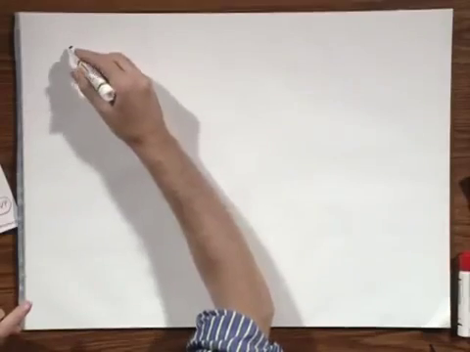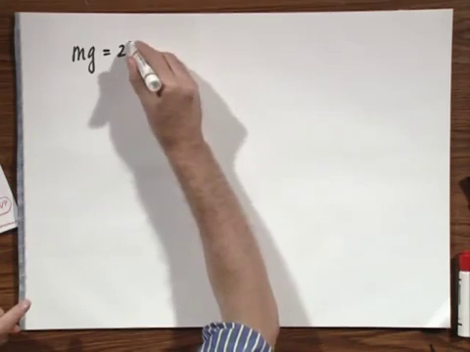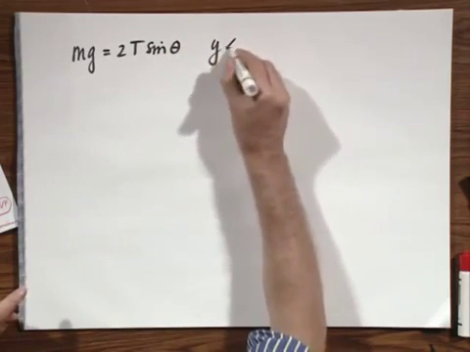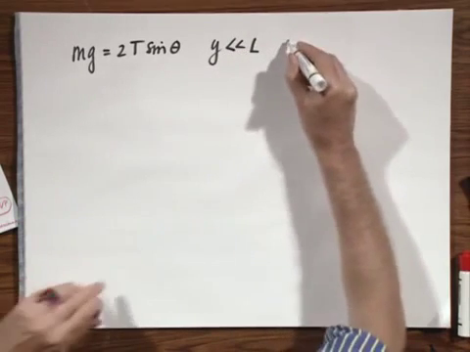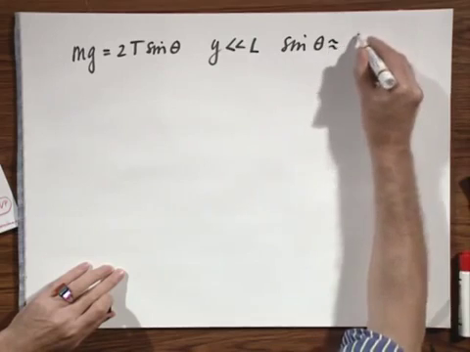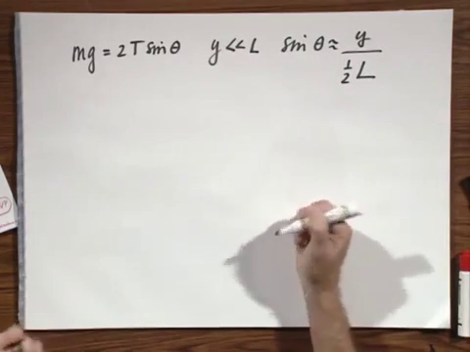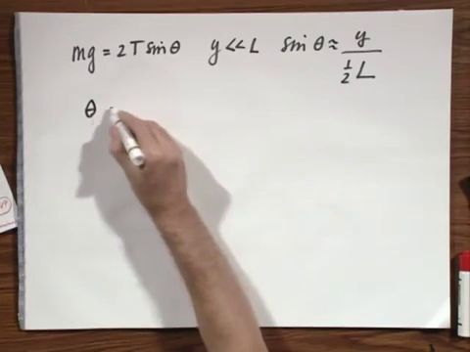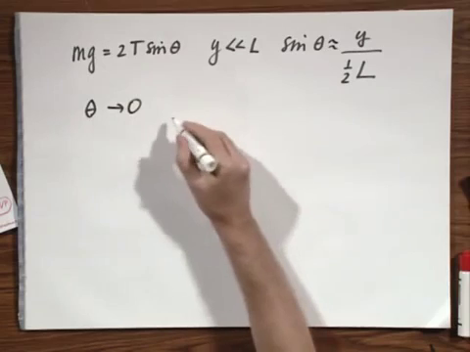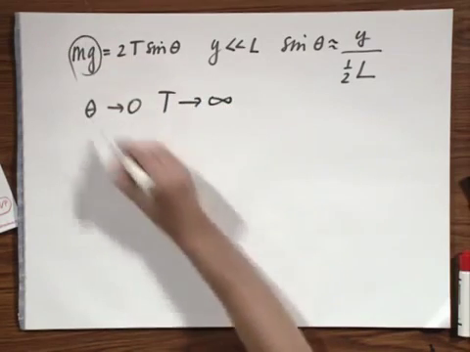Now, we'll continue with this problem. mg equals 2T sine theta. And in case that y is much, much smaller than L, the sine of theta is approximately y divided by 1/2 L. So if theta becomes 0, notice that the tension goes to infinity, because this is a given.